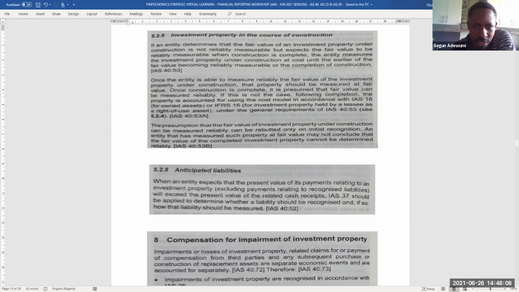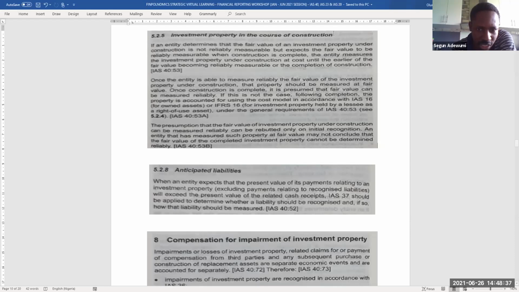Once construction is complete, it is presumed that fair value can be measured reliably. If this is not the case, following completion, the property is accounted for using the cost model in accordance with IAS 16 for owned assets, or IFRS 16 for investment property held by a lessee as a right of use asset under the general requirements of IAS 40, paragraph 53.